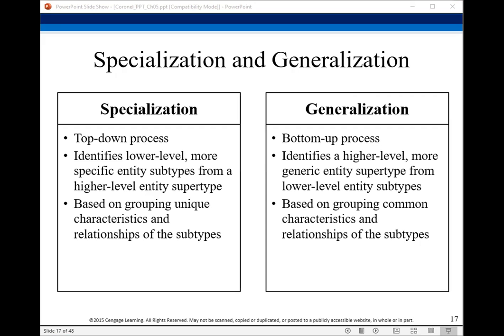We could also go about it the other way around, where we start with a bottom-up process. So we notice that we have student and employee, like we do in our university database, and we think to ourselves, wow, there's some redundancy between the attributes in student and instructor. Why don't we create a supertype and make them both subtypes? So two different approaches.